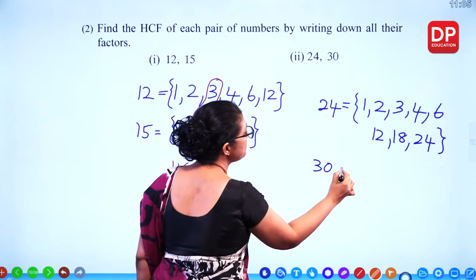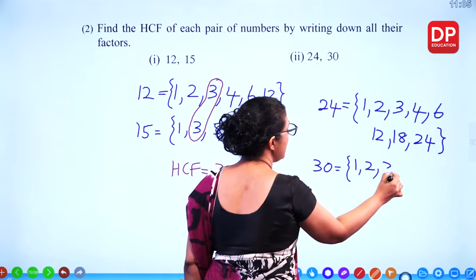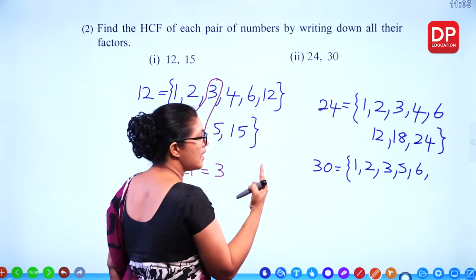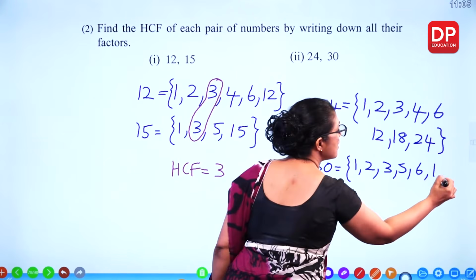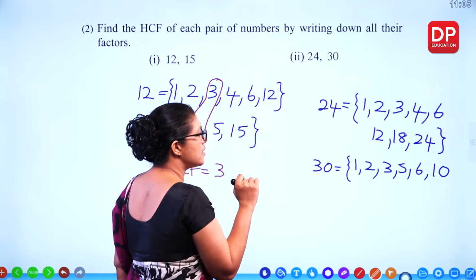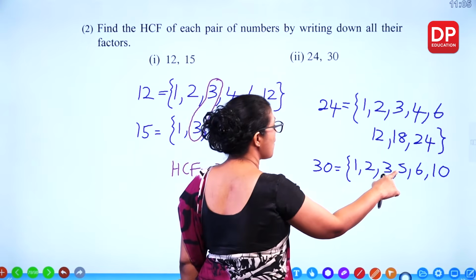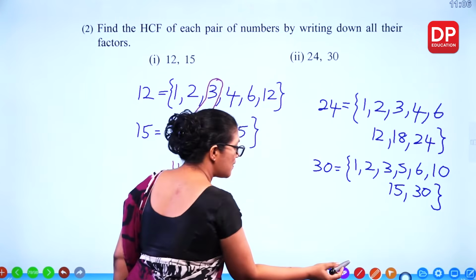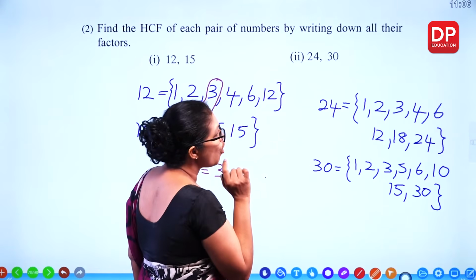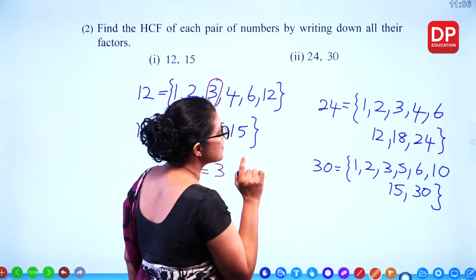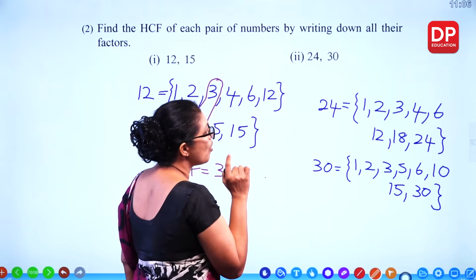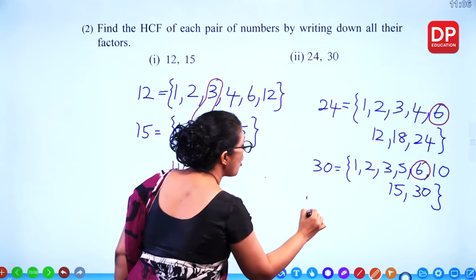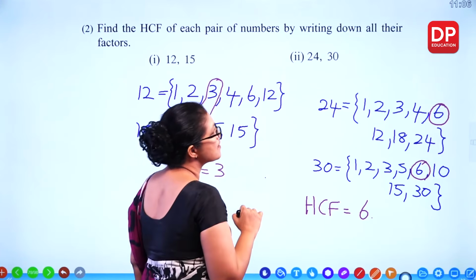What about 30? 1, 2, 3. It's not divisible by 4. 5, 6, 7, 8, 9, 10, 11, 12, 13, 14. So 2 times 3, 6. 6 times 5, 30. Do we get 15? 15 and 30. Now see the highest one. What's the highest common one? 6 is the highest common one. That's all. So the highest common factor is 6.